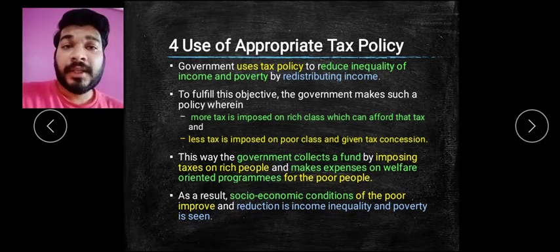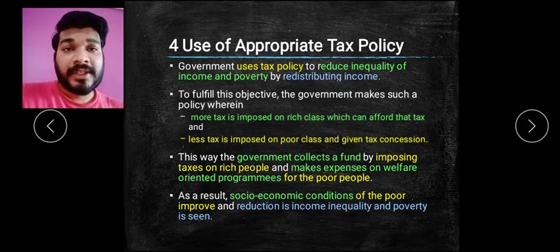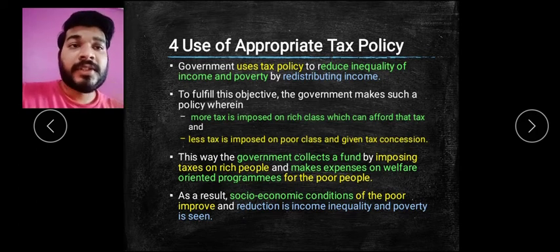भाई इनकम इनइक्वालिटी कैसे रिड्यूस होगी? जब हायर रिच क्लास पीपल को मोर टैक्स होगा एंड पुअर क्लास पीपल को लेस टैक्स एंड टैक्स कंसेशन मिलेगा तब. So this will help us, and this will find that poverty is seen less. So this is how government has planned this particular thing.